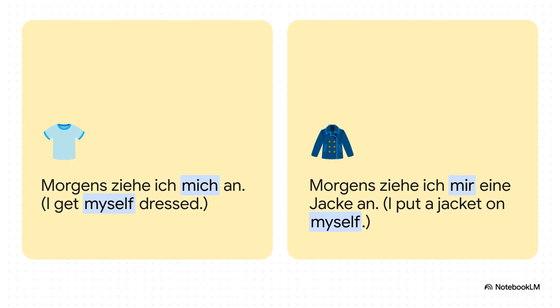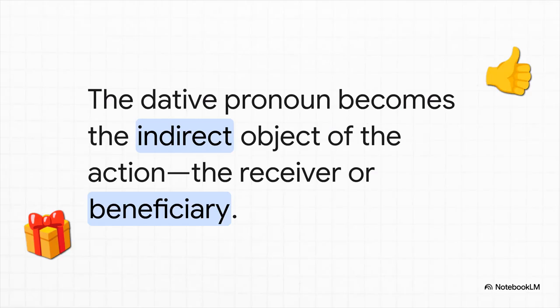But now look what happens on the right when we add another object to the sentence. Eine Jacke, a jacket. All of a sudden, the jacket is the direct object. It's the thing being acted on. And since that direct object spot, the accusative slot, is now taken, our little reflexive pronoun, mich, gets bumped over into the dative case, and it becomes mir. And here's the key thing to get. That little bump completely changes the pronoun's job.